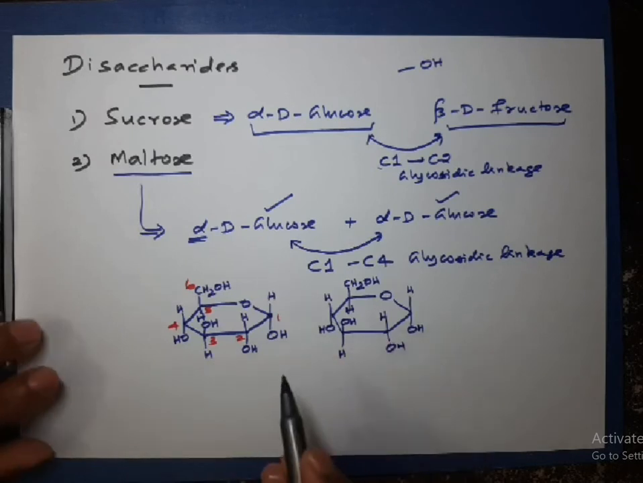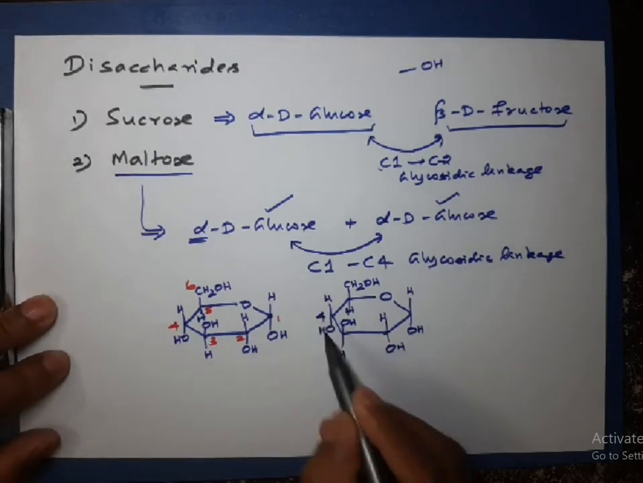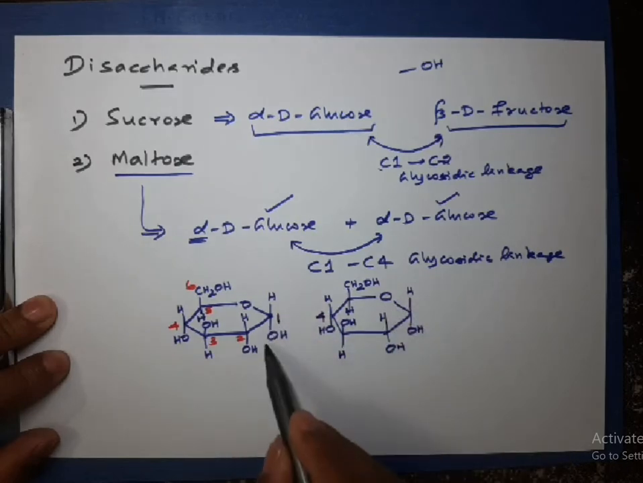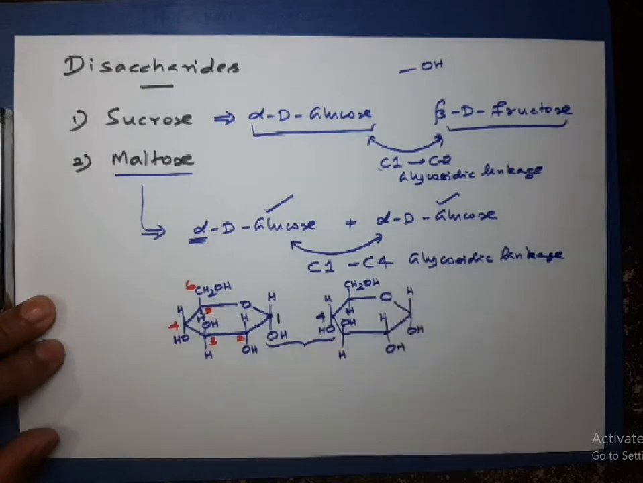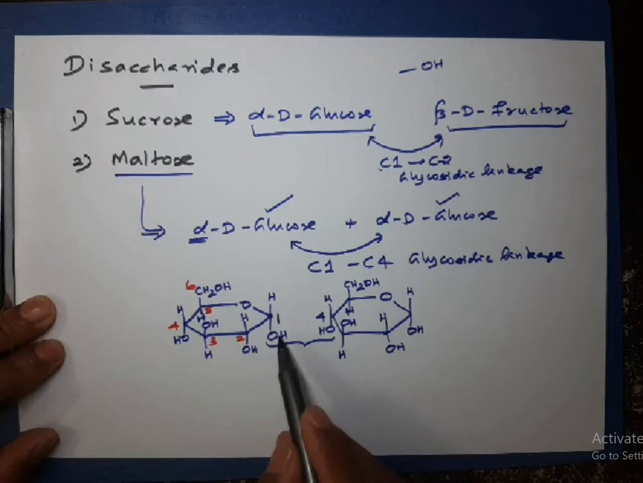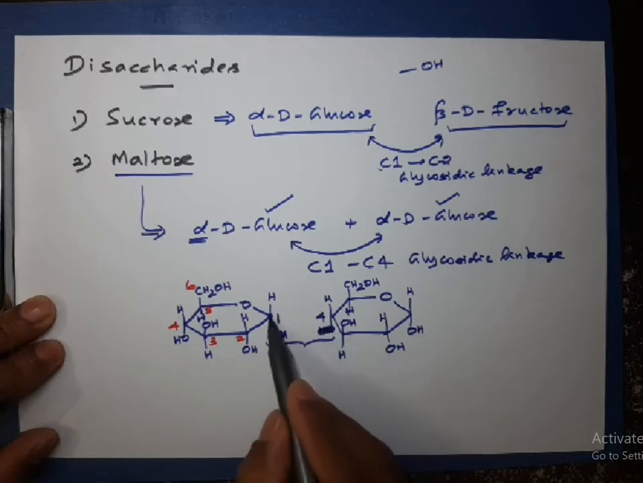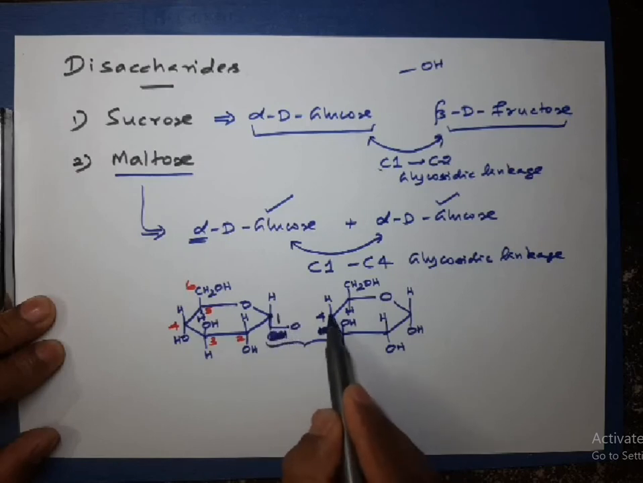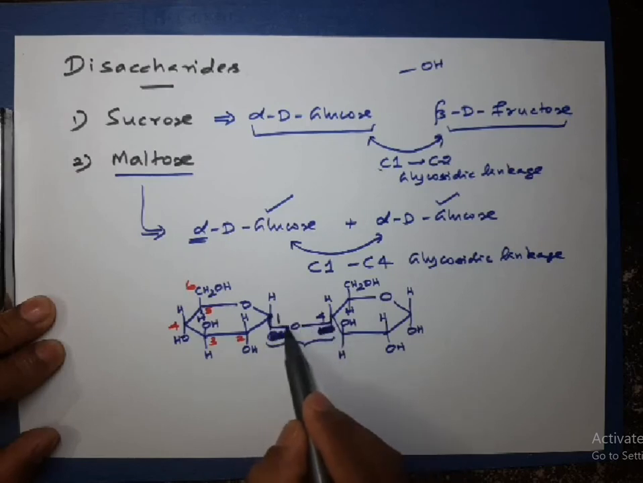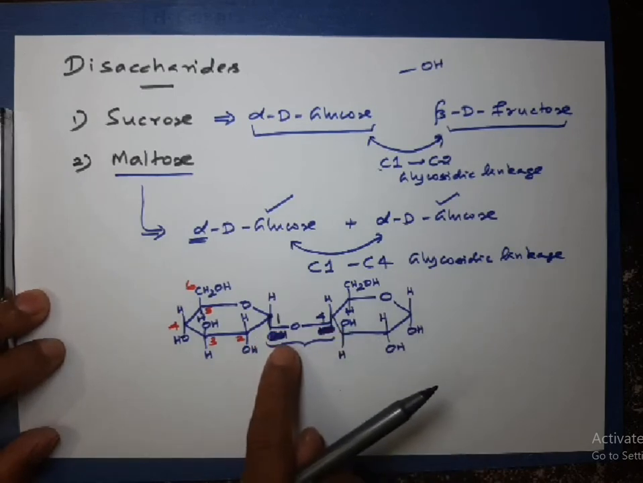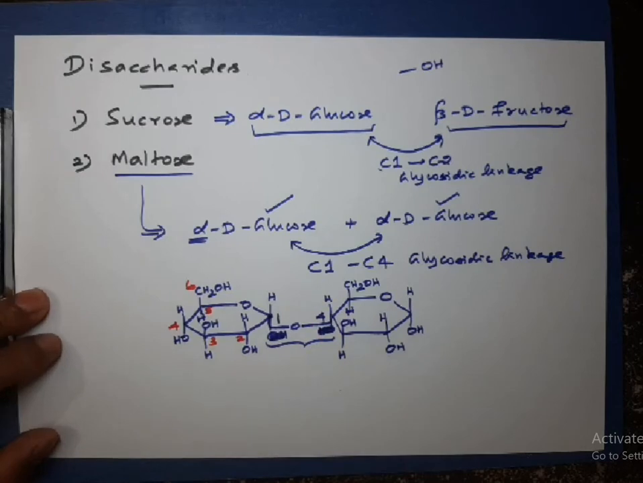Now, this is carbon number 4 of this glucose unit, and this is carbon number 1 of this glucose unit. Now you combine the two OH groups and remove one water molecule. If you remove one water molecule, I'll just remove this OH group, then one oxygen will remain. That oxygen will form a link like this. Between C1 and C4 you will get a link, and this is what we call a 1,4 glycosidic linkage.